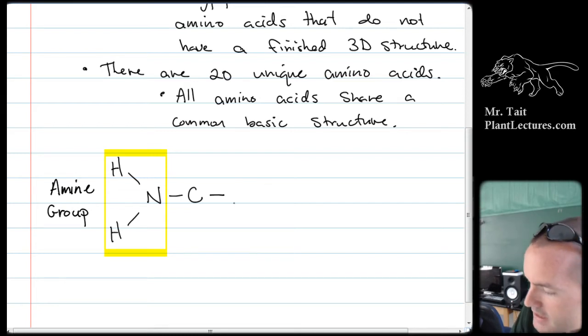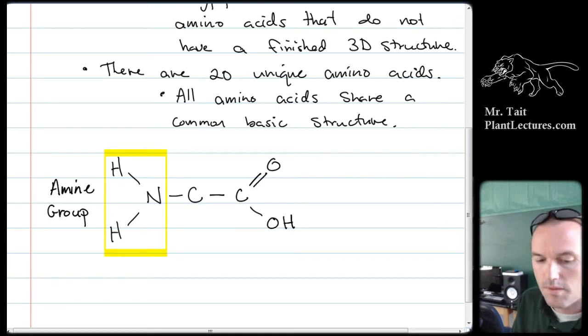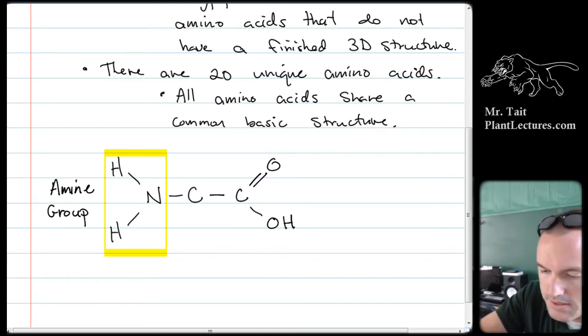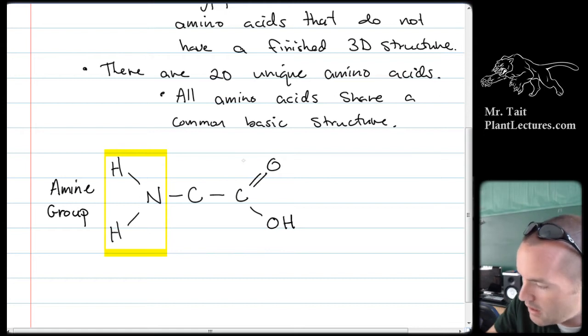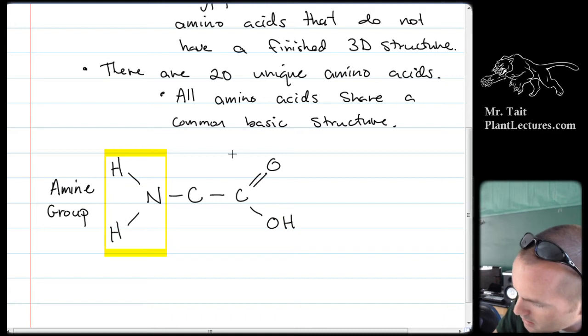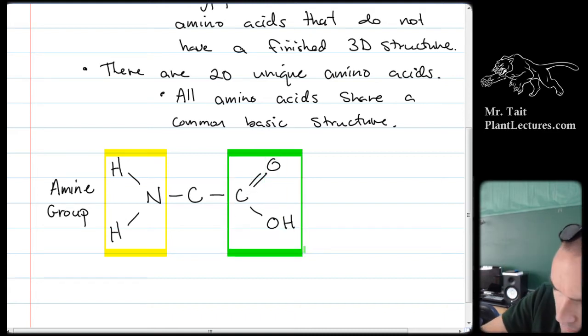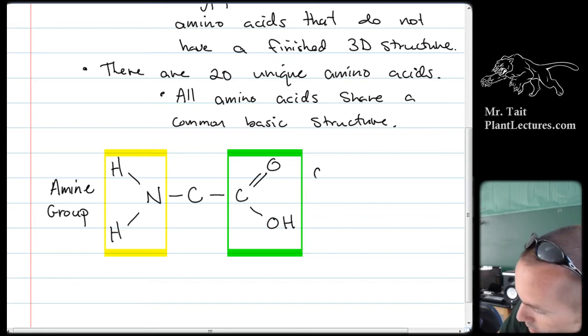Then, on this side, we're going to have another functional group that looks like this. Okay, and this functional group has a name. This functional group is called a carboxylic acid. Carboxylic acid.